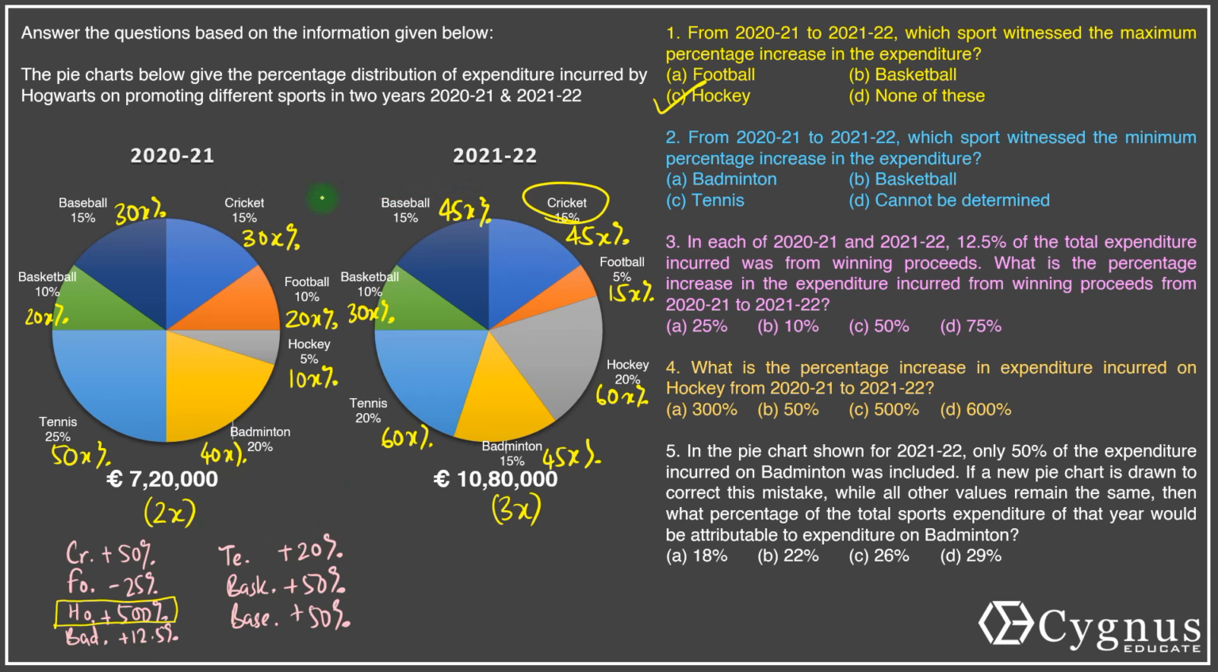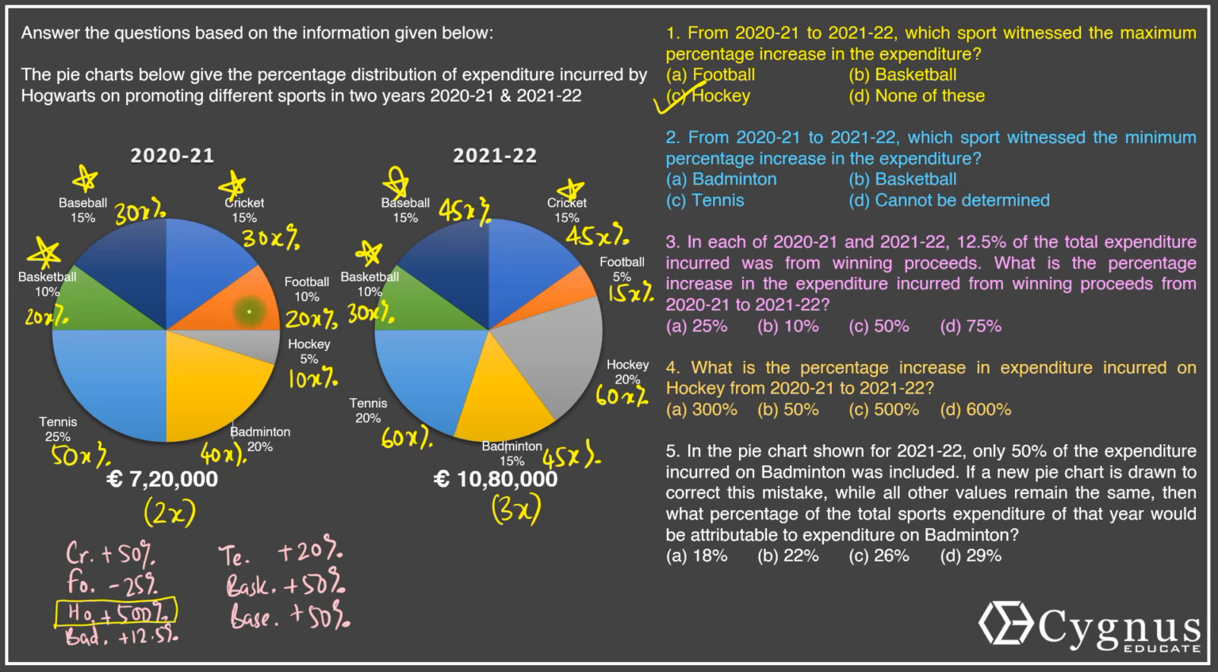In fact, if you could understand that, think about baseball. 15%, 15%. Because the sector is not changing at all, the increase in baseball is the same as the increase in the base. Likewise, basketball 10%, 10%. So the increase in basketball is the same as the increase in the base itself. Notice that the sectors of cricket, baseball, and basketball have remained the same over the years.